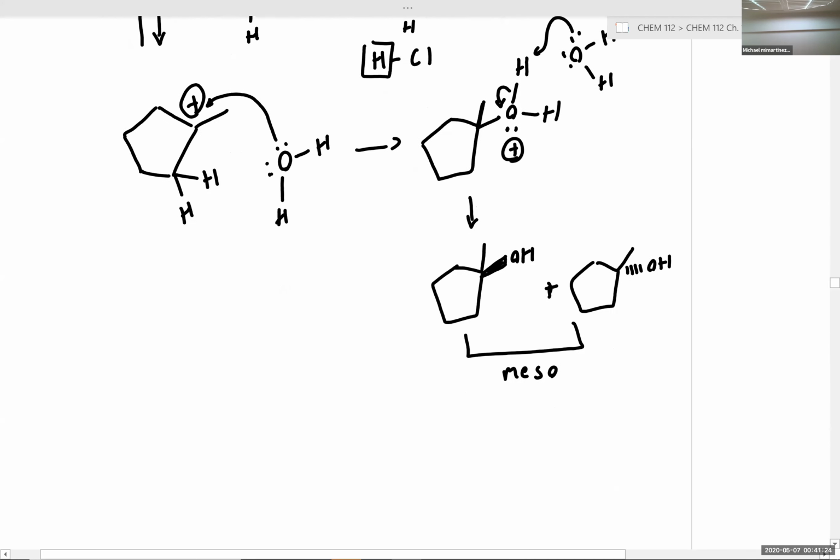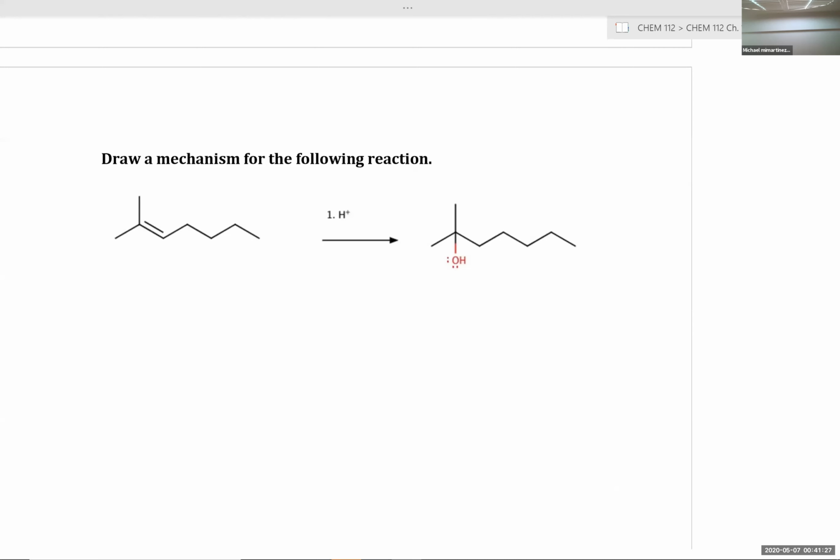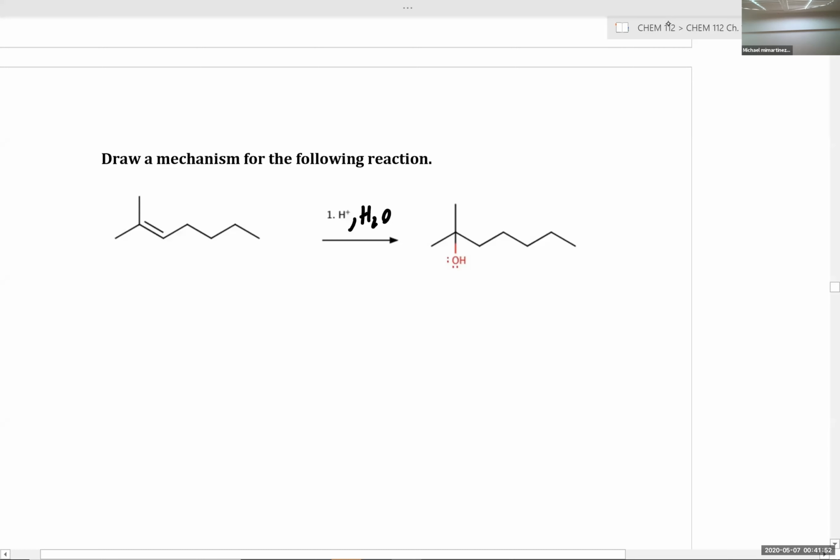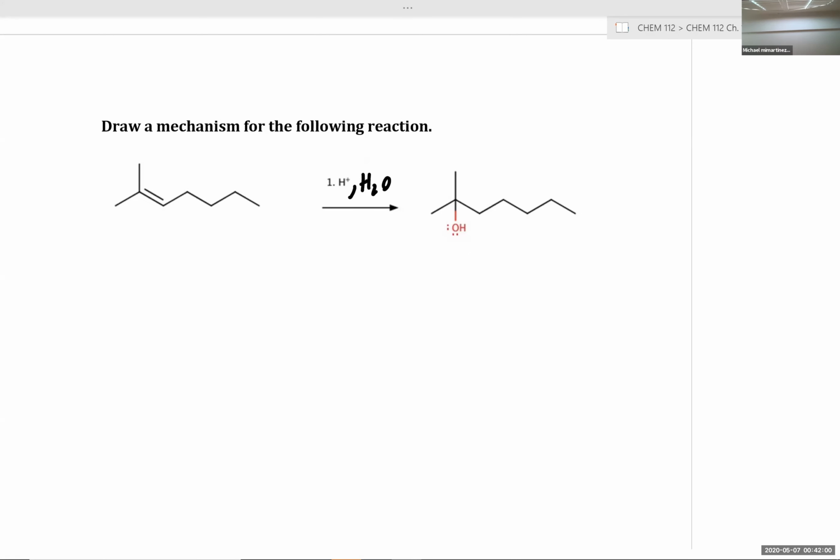Okay. So let's give this a shot now. I'd like you to draw a mechanism for the following reaction. So under acidic conditions in the presence of water, I'd like you to draw a mechanism for how this product is generated. So don't be shy to break out the annotate feature and try drawing the mechanism for this reaction. And I'd like to see at least one response using the annotate feature. So let's take about 2 to 3 minutes to work on this problem.